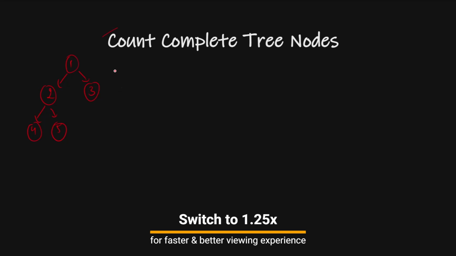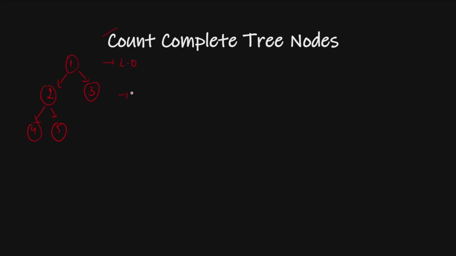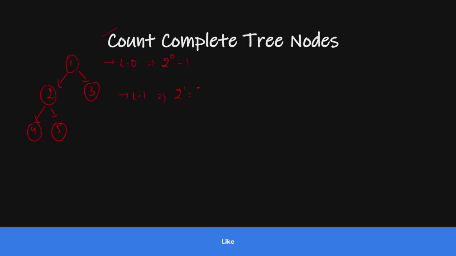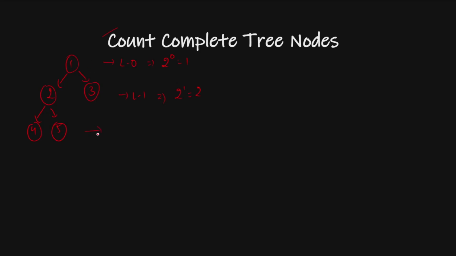So what it means is that level 0 and level 1 will be completely filled. And the number of nodes we have in level n will be 2 to the power n. That is, for level 0 the number of nodes will be 2 to the power 0, and for level 1 it will be 2 to the power 1, that is 2. So what does it mean? That we have this completely filled. Now for this tree we have to find the number of nodes.